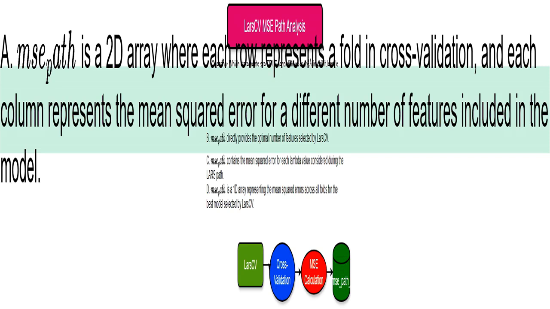This is wrong. While MSE_path_ helps me find the optimal number of features, by showing me which model has the lowest MSE, it doesn't directly give me that number. LarsCV stores the optimal number of features separately. It's like a treasure map. MSE_path_ shows me where the treasure is, but I still need to dig it up.